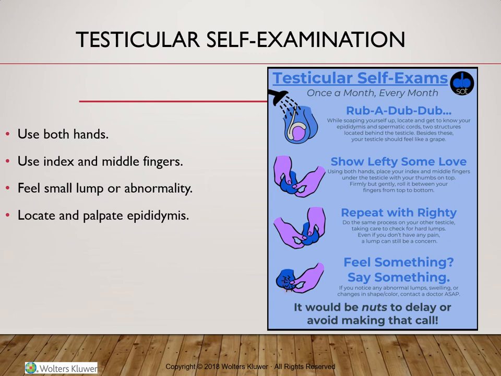They need to grasp with the index and middle finger under the testis and the thumb on top, and roll the testis gently horizontally between the thumb and the fingers. And they need to feel for any evidence of lumps, abnormalities, or pain. They need to do this on both sides. And once the testicle has been felt, they need to locate and palpate the epididymis. It feels like a cord-like structure, positioned on the top and in the back of the testicle.